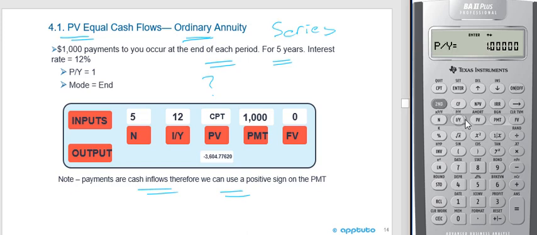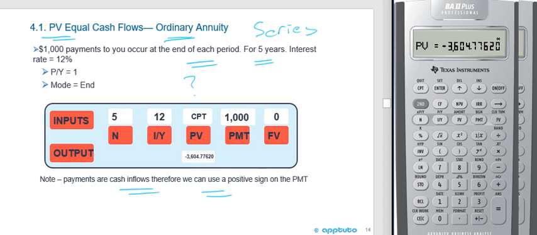Therefore, we can use a positive sign. So again, I'm just going to check my periods per year is 1 because it says annual. So we know there's no future value in this. The payments to you is $1,000, so that's a positive payment. And the interest rate is, well, in this case, it's 12%. So 12 I/Y, and it's for 5 years again, 5 N. And we're going to compute the present value. And that is worth to me $3,604.77. That's the equivalent if I had money today, versus $1,000 payments to me at the end of each period for 5 years, with the interest rate at 12%.